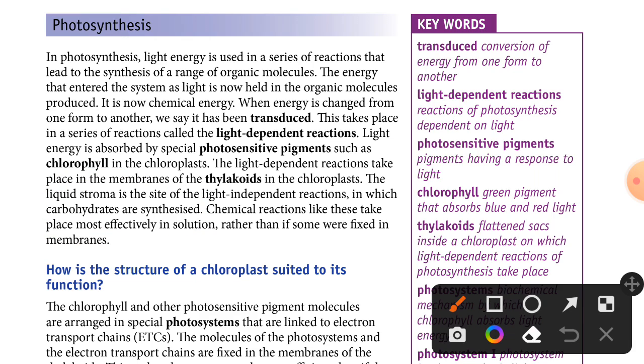Okay. So chemical reactions like this take place most effectively in solution rather than if somewhere fixed in membranes. Chemical reaction bu'aa qabeessummaadhaan kan raawwatu yeroo kamidha jedha. Rather than if somewhere fixed in membrane caala jechuudha, solution keessatti jechuudha.